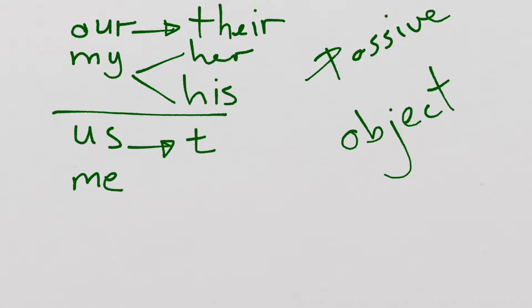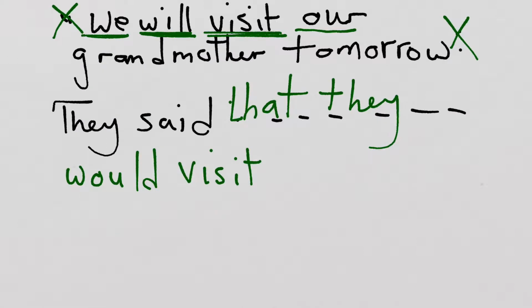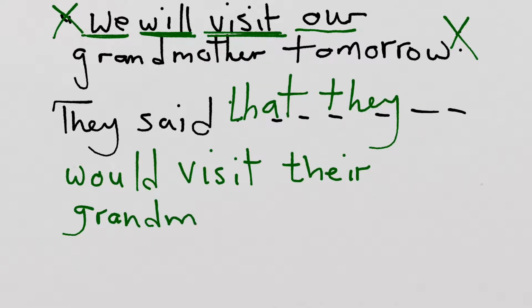Us, you have to change it into them. And me, as we said, if the speaker is he, it should be him. If the speaker is she, it should be her. Okay, let's get back to our sentence. So here we are going to change it into their. Grandmother, we are not going to change it. Grandmother, you're going to keep it as it is.